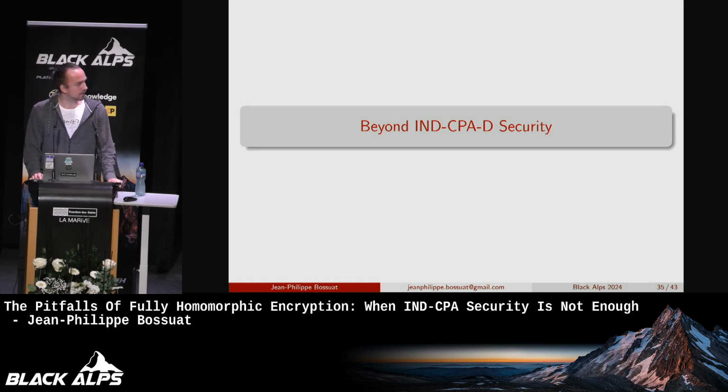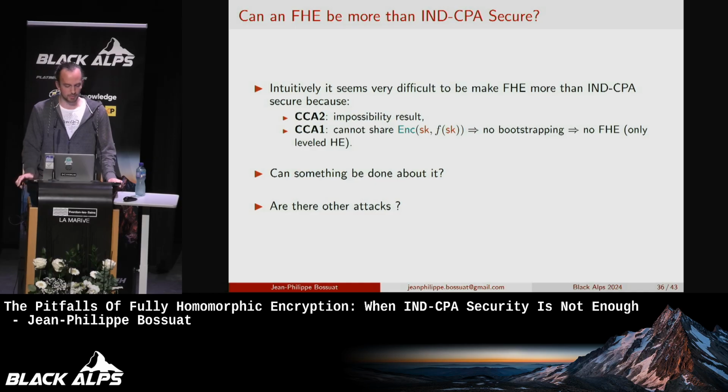So we've seen how we can make an FHE scheme CPA secure, but can we be more secure than CPA? In theory, it seems difficult to achieve, because we know that CCA2 is not possible, since there is an impossibility result, and CCA1 would not enable bootstrapping, because the adversary would be able to decrypt the bootstrapping key and get the key. And we don't know how to construct an FHE scheme without bootstrapping. So the question is, can we do something about it? And are there other attacks that we do not know about?